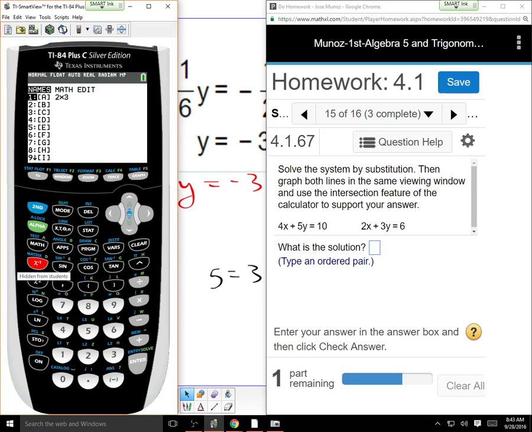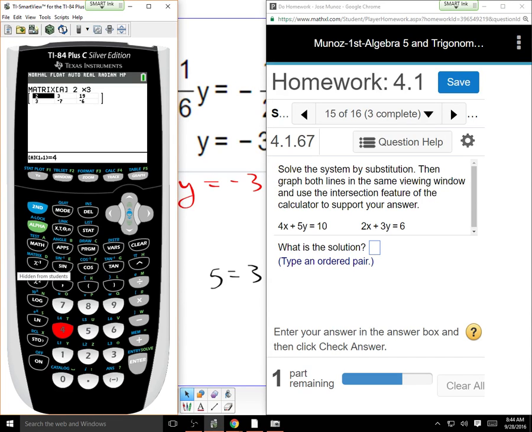Okay. I'm going to go into the edit so I can change the numbers. And it's a 2 by 3 already. So what I'm going to do is just go down to the first slot, and I'm going to put the coefficients in there. 4, 5, 10. It doesn't matter how they are. But since it's in that order, does X have to line up with X?